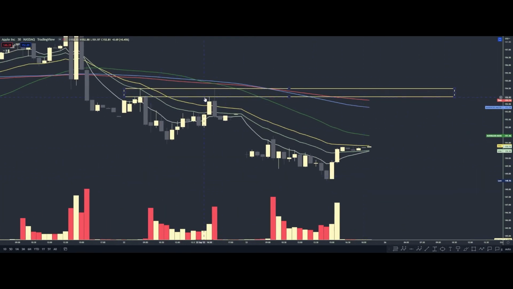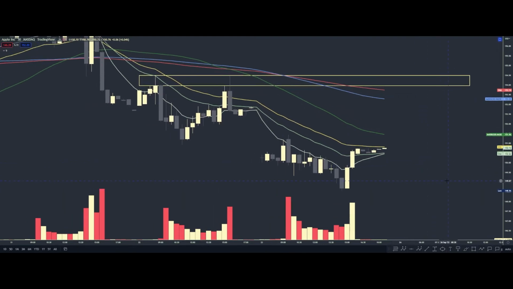So this would be supply, and we need to think of supply as resistance, okay? Now, I see we flush out. My next thing I'm looking for, guys, is another reversal. I want to see if buyers step into this Apple chart at all. I want to then go ahead and implement support or a demand zone.